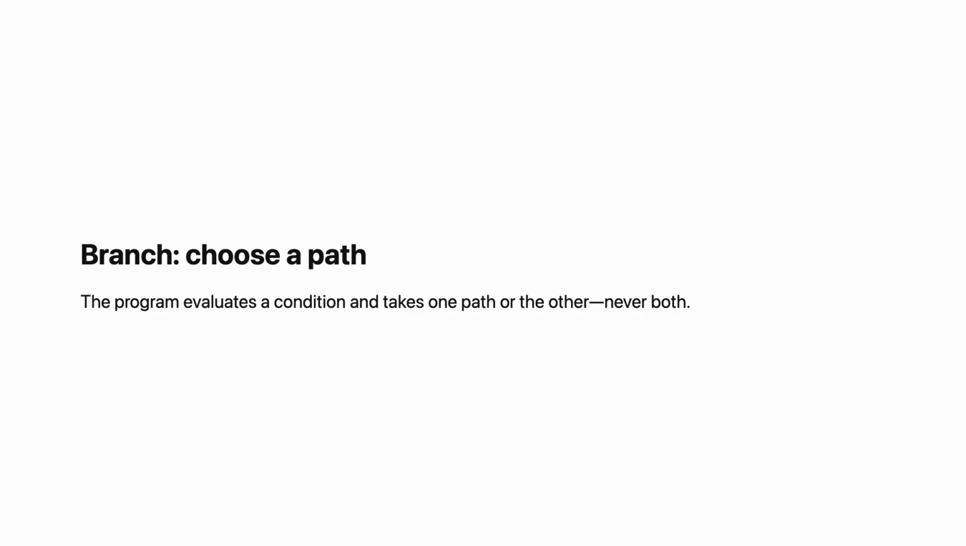Why do we branch? Because we want different outcomes in different situations. Each branch contains different instructions. Different instructions cause different state changes. Different state changes lead to different final states.